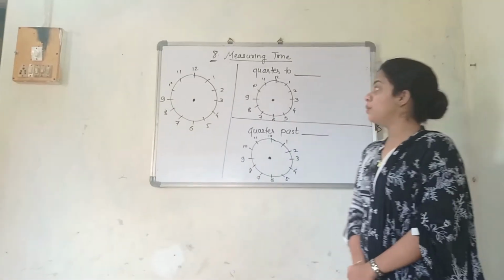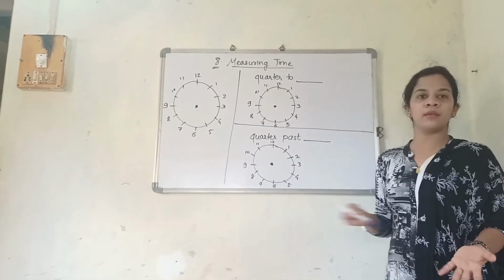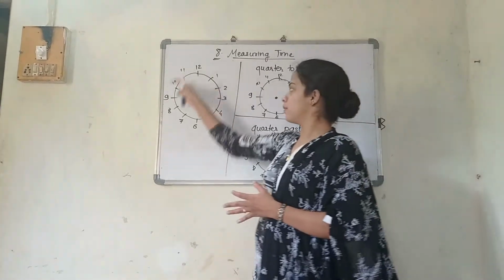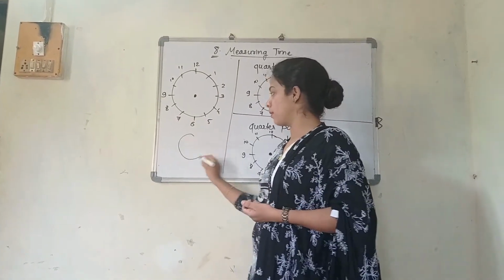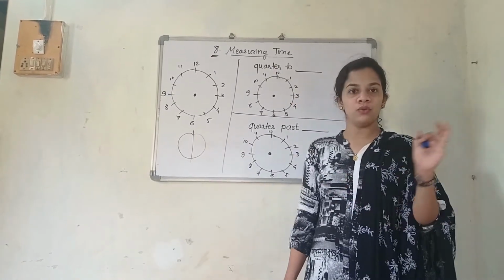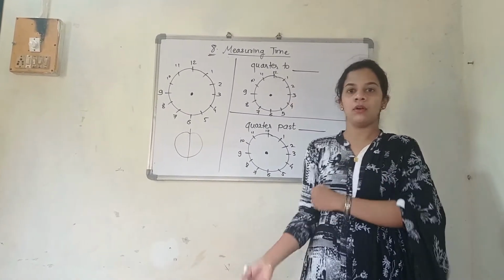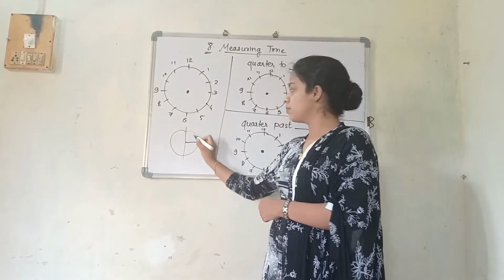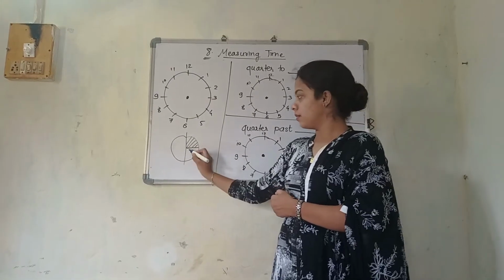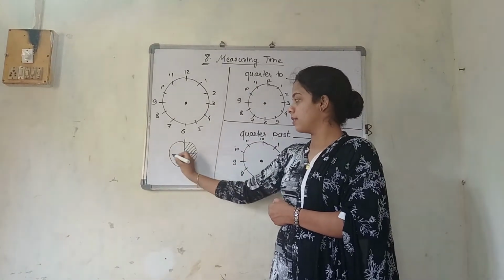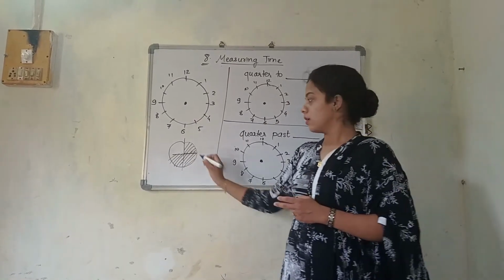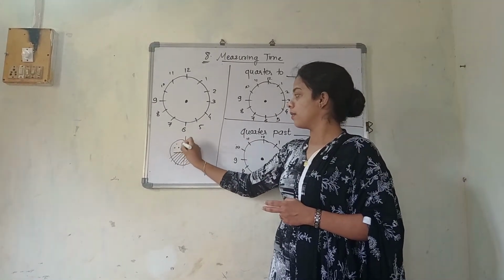So now we are going to see the quarter to and quarter past concept. Quarter means what? If a full thing is given to you, if suppose this is a chapati, what is half of it? You are going to say this. So what will be the quarter of it? Quarter means this much part. This is quarter, this will be half and this will be 3/4. So quarter means this much part.